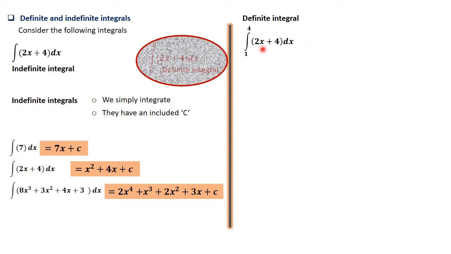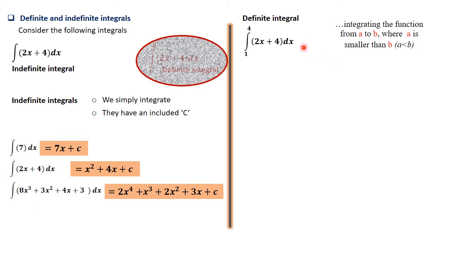Now we have the function 2x plus 4 integrated with respect to x, and we have a number 1 written here, and another one here. This is how we read this. We say integrating the function 2x plus 4 from the limit 1 to 4 with respect to x. Integration of 2x plus 4 from 1 to 4 with respect to x.